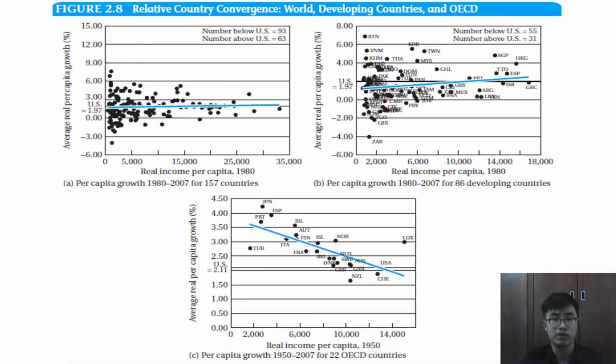We have three figures here. We can conclude that more than half of countries are below the average real per capita growth of the US in figures A, B, and C.